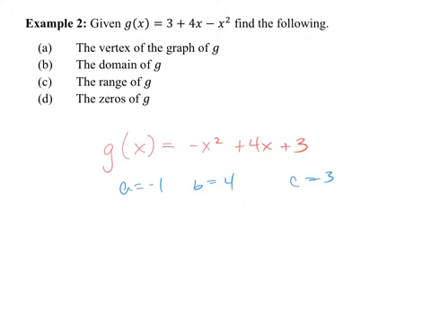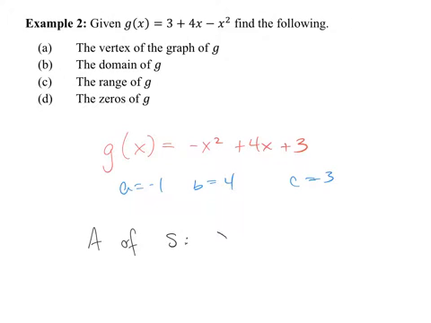Now, if I'm trying to find the vertex of this graph, can I find that right away? No, because it's not in vertex form. I can't just identify the vertex anymore. So what do I start with then? It's in standard form, so what do I start by finding? The axis of symmetry. There you go. So let's find the axis of symmetry first.